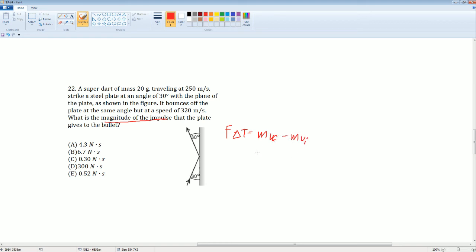Okay, so please understand that it's coming in with a v initial, and the part that's coming in is going to be with the vi sine theta, and here it's going to come out with vf sine theta as well. So it is F delta T is equal to, the mass is 20 grams, so we have to convert this into kilograms.